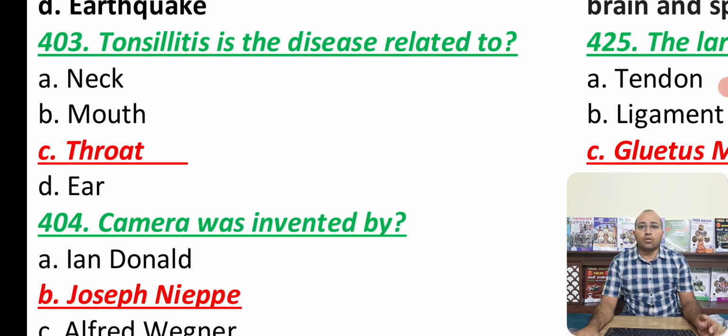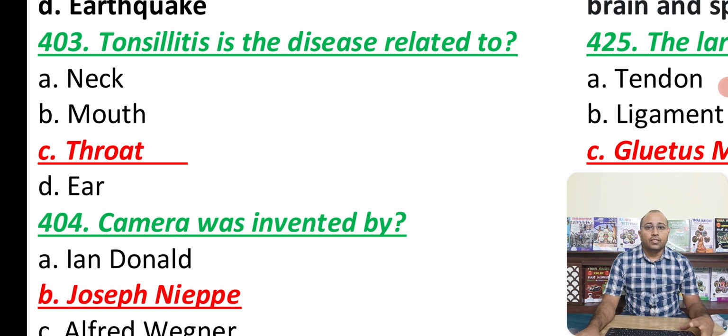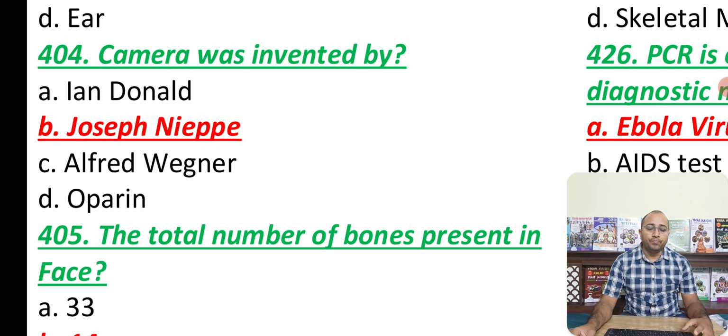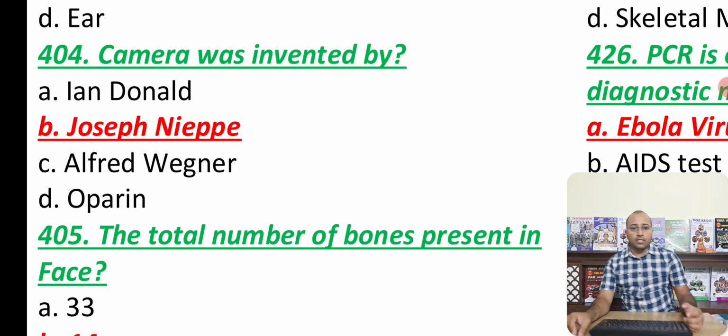Now we have something called tonsillitis, related to the throat. We know that there are tonsils, so it is related to that. When it comes to skin, it is eczema. When it comes to the nose, rhinitis. There are various problems. In the case of the neck, we have goiter, which is also known as Adam's apple. You should know about each respective body part as well as its problems. The camera was invented by Joseph Niepce, and there are different scientists. You should know about everyone and their inventions.